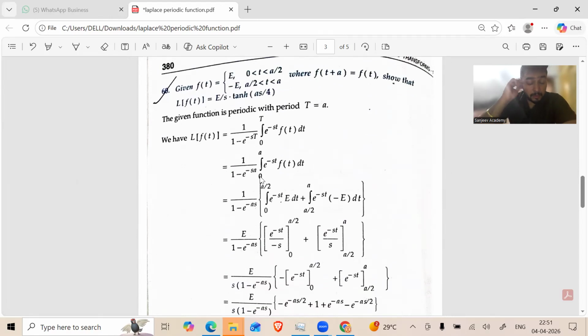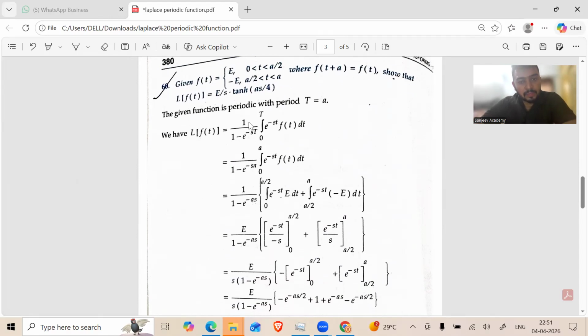Tanh as by 4. Here, the diagram is not required. Show that E by s is tanh as by 4. So what is the first step? Write down the formula. What is the formula?